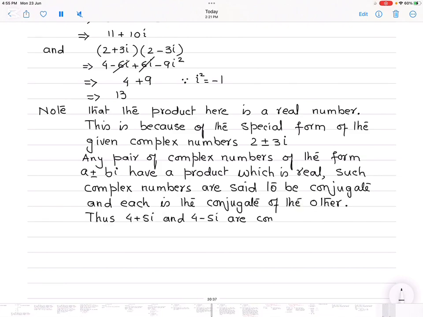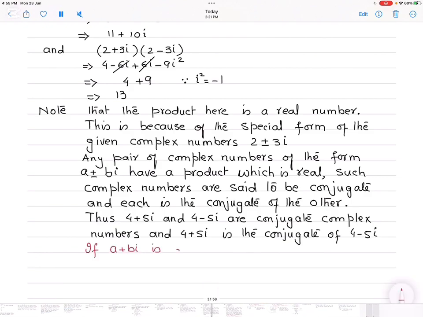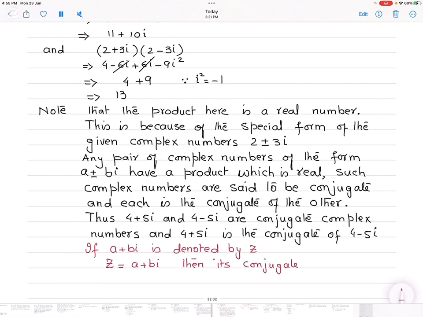Thus, 4 plus 5i and 4 minus 5i are conjugate complex numbers, and 4 plus 5i is the conjugate of 4 minus 5i. If a plus bi is denoted by z equals a plus bi, then its conjugate a minus bi is denoted by z star.